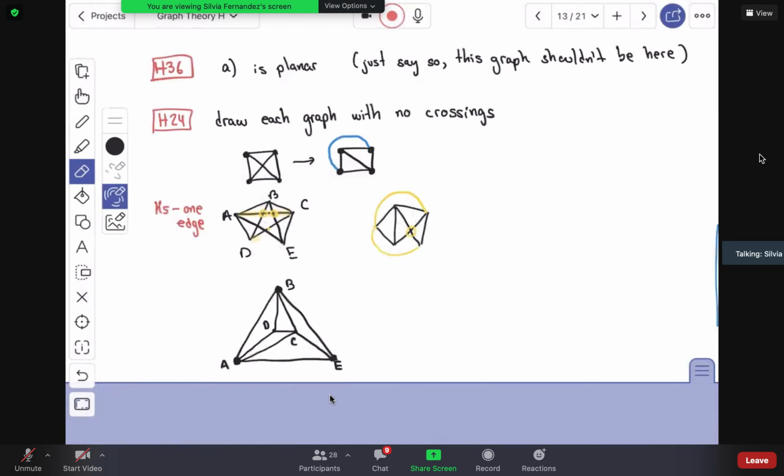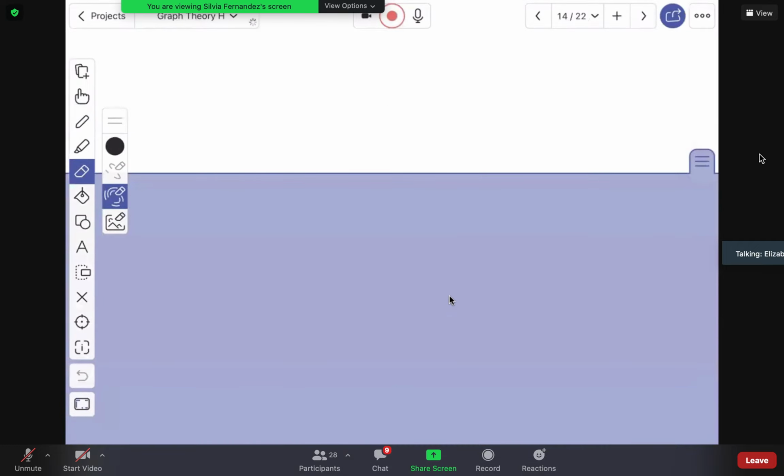Okay. Elizabeth, what was the question that you had at the beginning that I told you we'll get to? What was the last one? Problem 37, what do they mean by the trial and error? Oh, the trial and error is the Hamiltonian circuit thing.